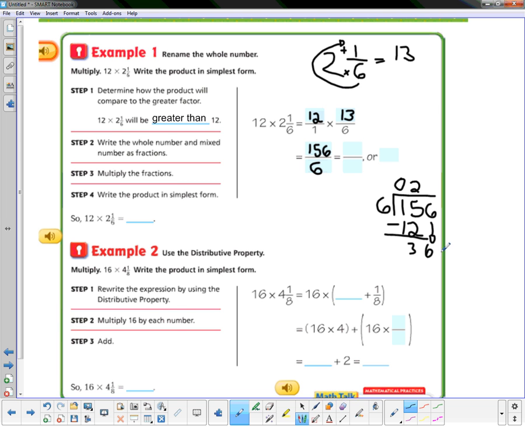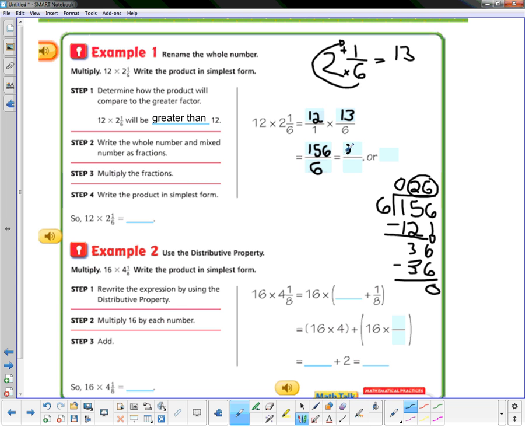Can 6 go into 36? Yes, it can. It can go into it 6 times. 6 times 6 is 36. Awesome. I think we don't have anything left over. So we have our whole number right here.